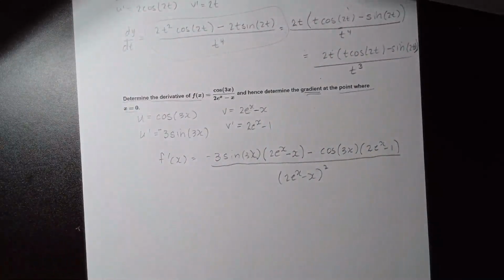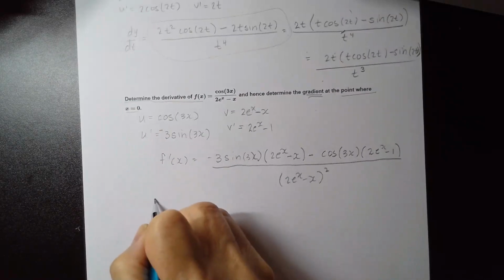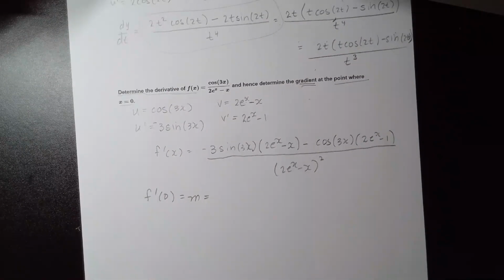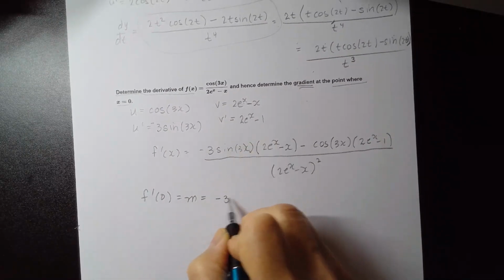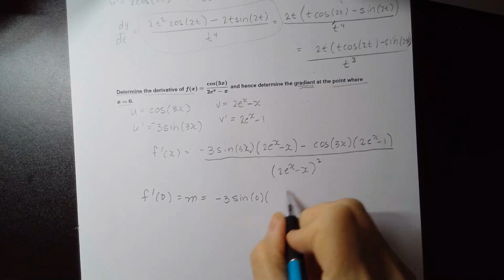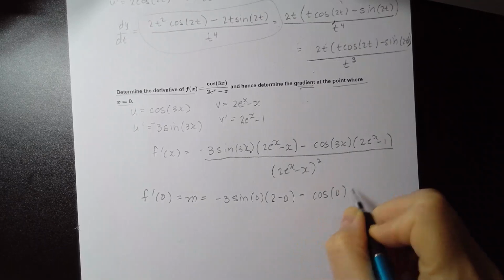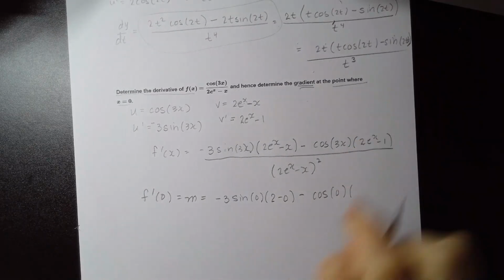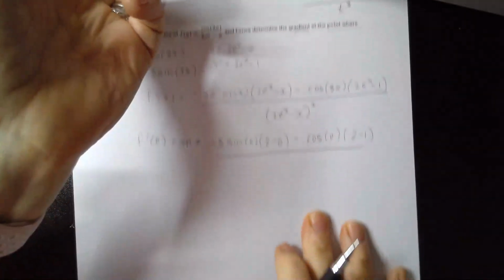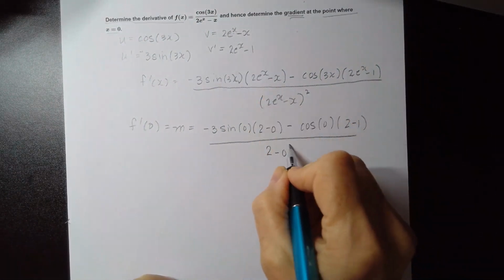Now, anyway, I'm not even looking for that sum. Really, what I want to know is at x equals 0, what is it equal to? So I'm going to say, okay, f dash of 0 is going to be my gradient. My gradient is going to be when x is 0. So negative 3 sine of 0 times, remember e to the 0 is 1, so 2 minus 0, minus cos of 0 times, e to the 0 is 1, so 2 minus 1, all over 2 e to the 0, which is 1, minus 0, squared.